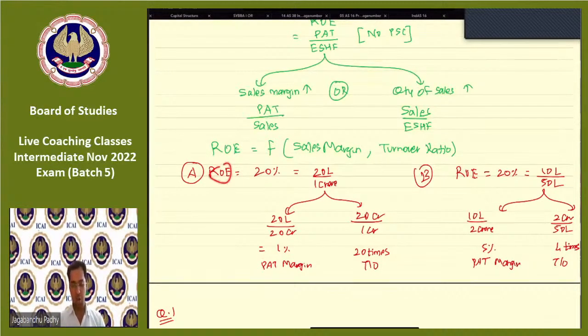We have decomposed the return on equity of 20%. In case of company A, we are having a profit after tax margin of 1%, and that 1% I am earning 20 times, because my turnover is 20 times of my equity shareholders fund. Another company B has the same 20% return on equity, but our profit after tax margin is 5% and that we are earning 4 times.